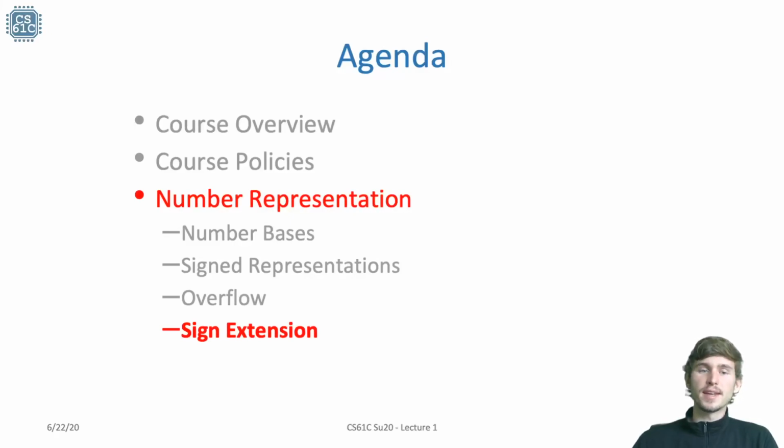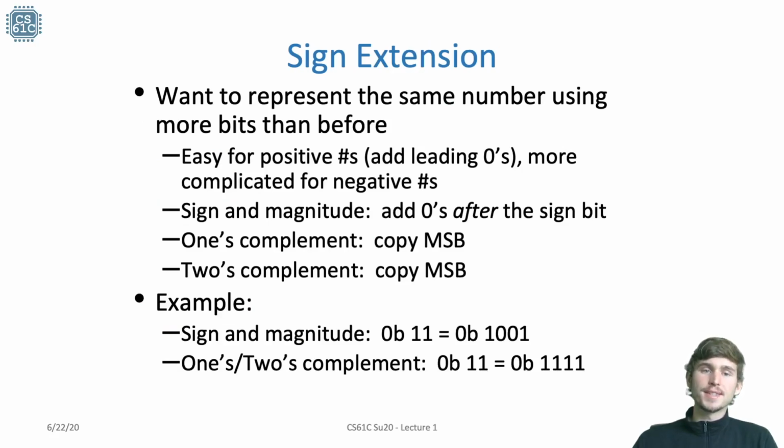So let's continue with the next topic of today's lecture, which is sign extension. Say we want to represent the same number as before, just using more bits. Well, this can be pretty easy for positive numbers, as we could just add leading zeros, but it's a little bit more complicated for negative numbers. And it really does depend on the representation that we are using to interpret this.